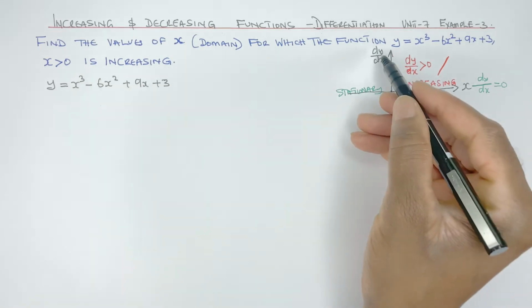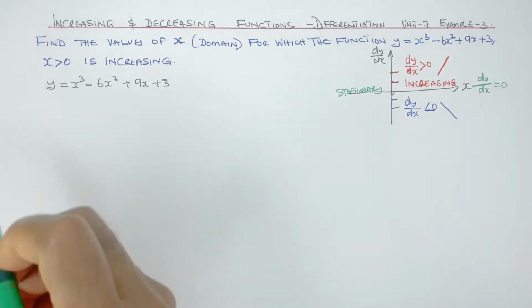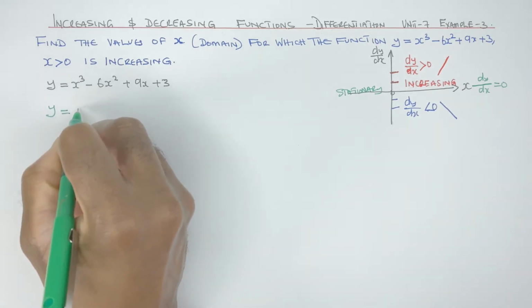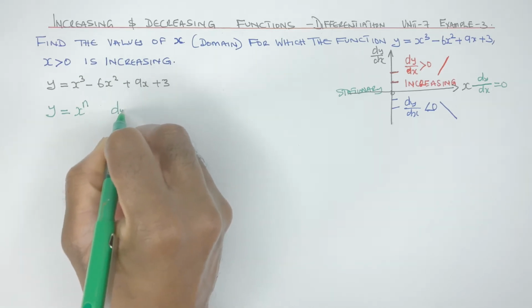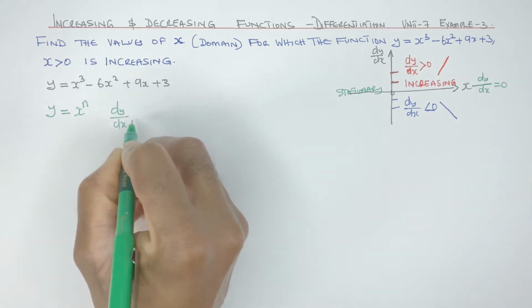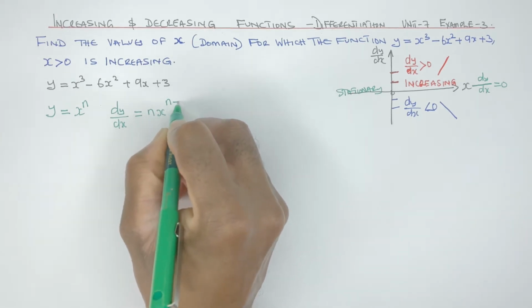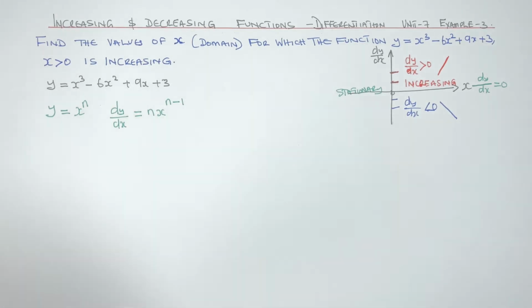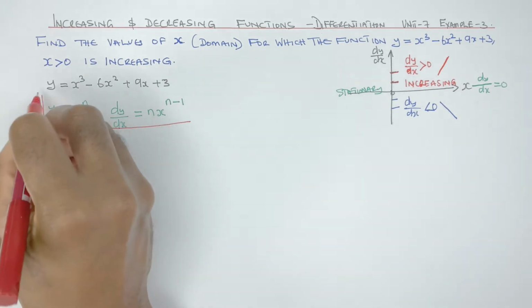In order to find dy/dx, we need to make sure that the function y is in the form of x to the power of n, then dy/dx will be equal to n x to the power of n minus 1. So that's the process we use for calculating dy/dx.